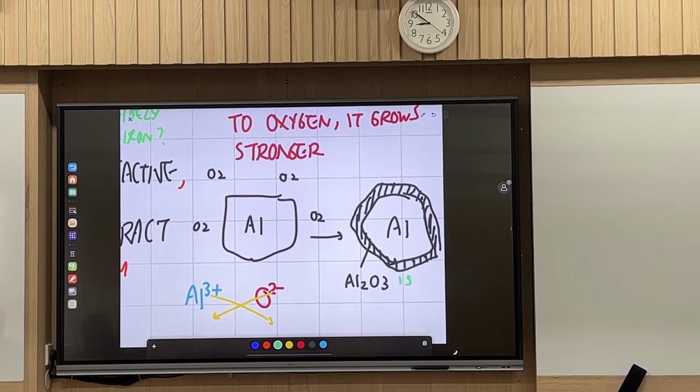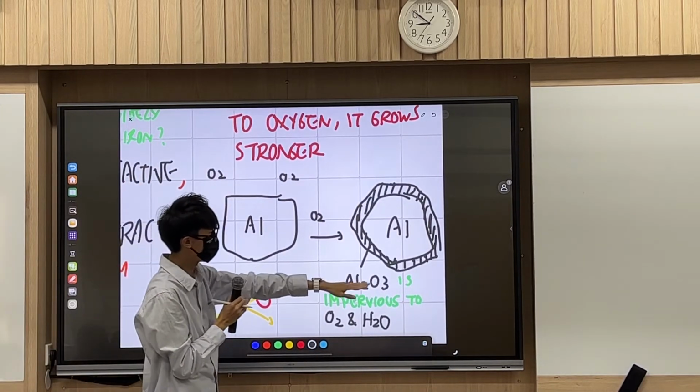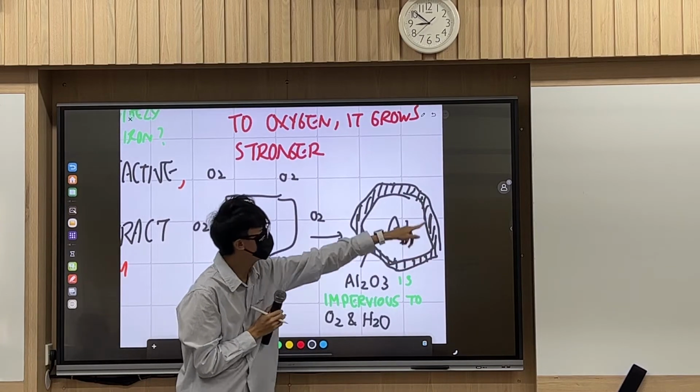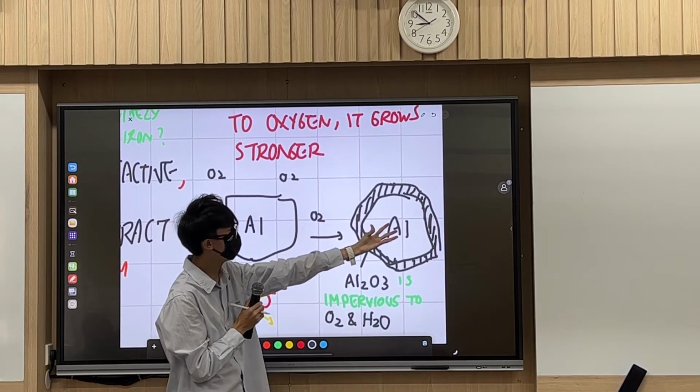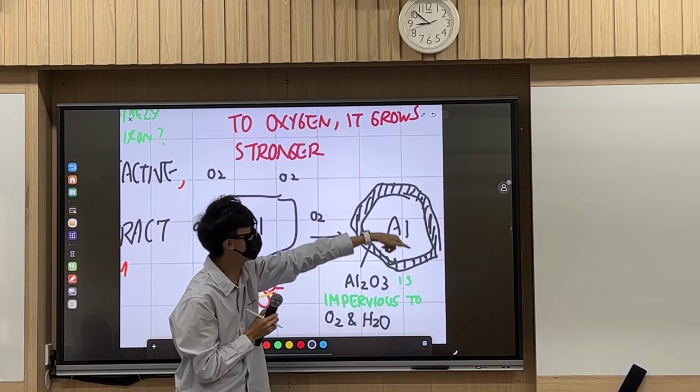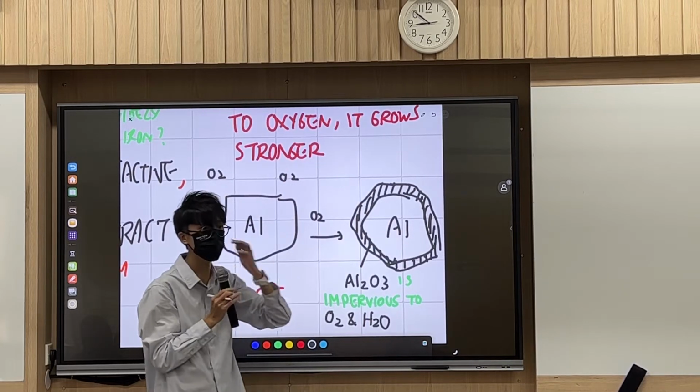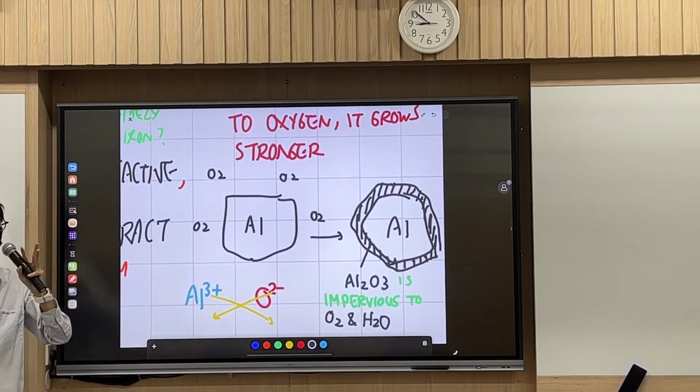So this is impervious to oxygen and water. These substances can no longer attack the aluminium inside, so they are blocked out. Although the aluminium oxide is a very thin layer surrounding the aluminium metal, it blocks the oxygen from going in and reacting with the aluminium inside. So it keeps the aluminium safe.